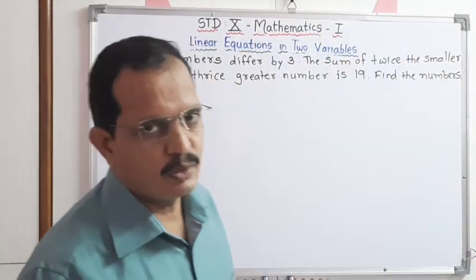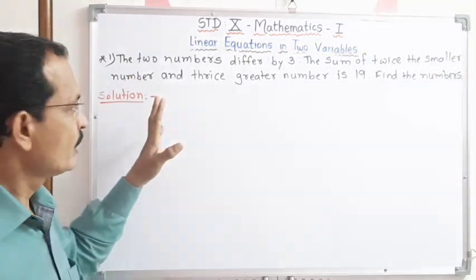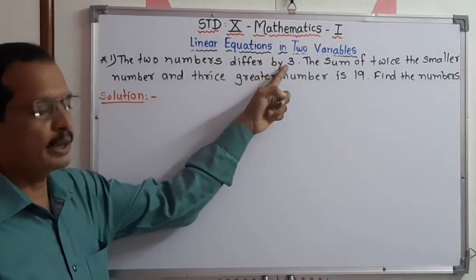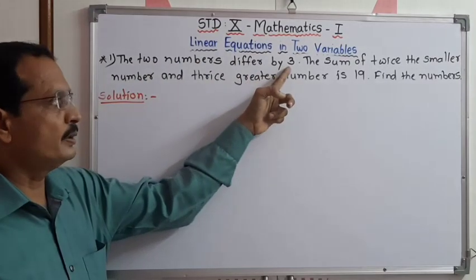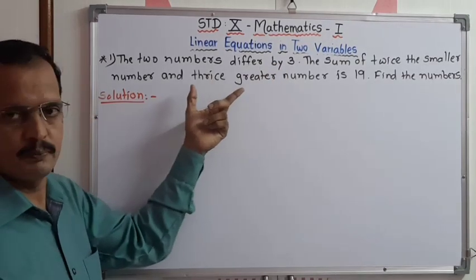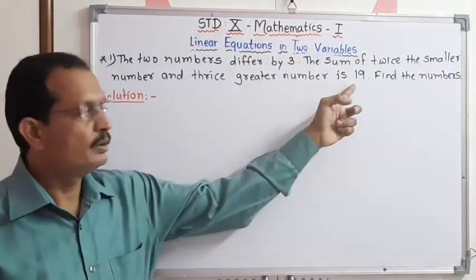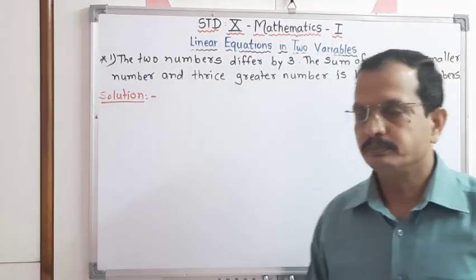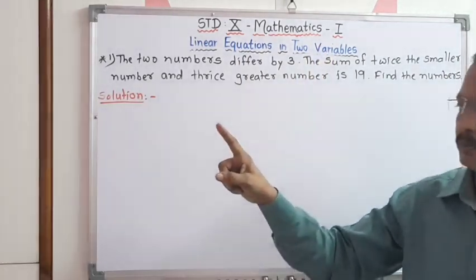Dear student, let's start with the question number first from practice set 1.5. See the question. The two numbers differ by 3. The sum of twice the smaller number and thrice the greater number is 19. Find the numbers. As all of you know that this is statement problem based on linear equation in two variable.